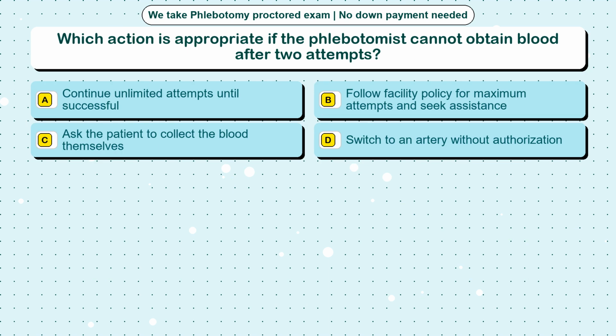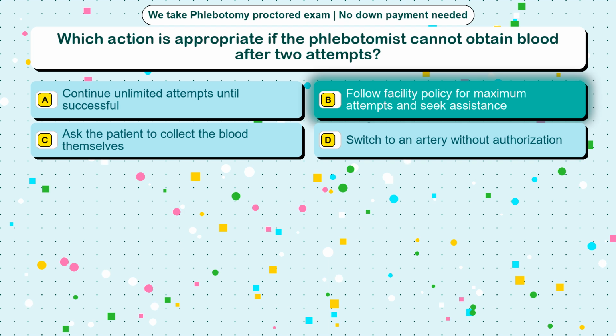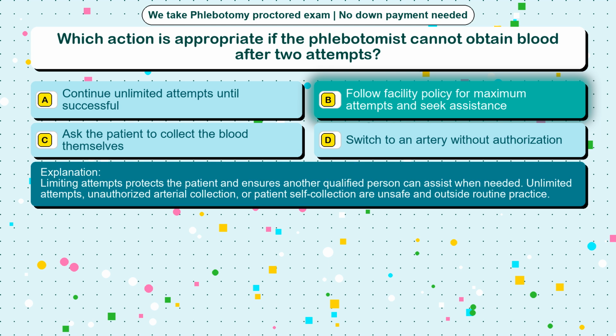Question 84. Which action is appropriate if the phlebotomist cannot obtain blood after 2 attempts? Option A, continue unlimited attempts until successful. Option B, follow facility policy for maximum attempts and seek assistance. Option C, ask the patient to collect the blood themselves. Option D, switch to an artery without authorization. The correct answer is option B, follow facility policy for maximum attempts and seek assistance. Limiting attempts protects the patient and ensures another qualified person can assist when needed. Unlimited attempts, unauthorized arterial collection, or patient self-collection are unsafe and outside routine practice.